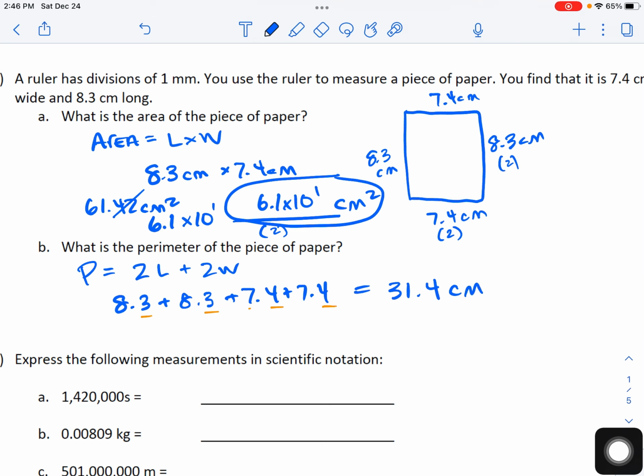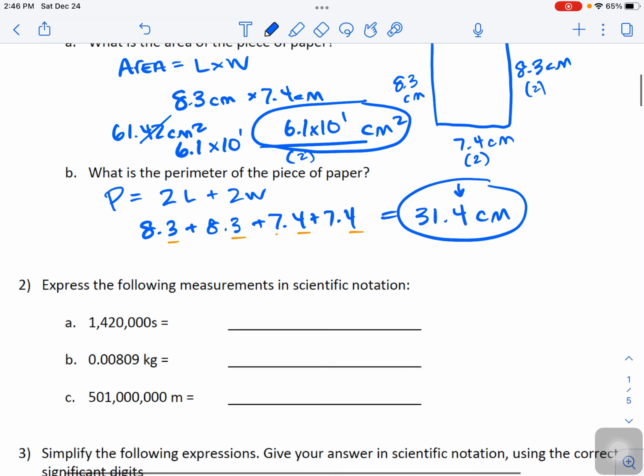And it's centimeters since we're not multiplying or dividing any units. And it's got that smallest place is acceptable because they were all measured to the 10th. So I'm going to circle that. And there's the perimeter of the piece of paper.